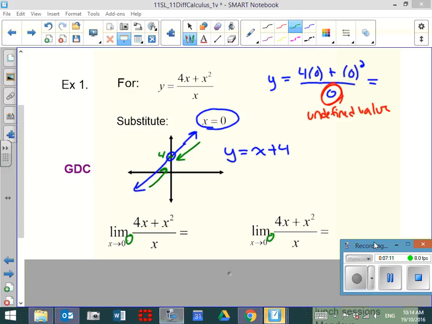Therefore, I can still say that the limit of this function as x approaches 0 is going to be 4 from the right and from the left, just because I get so close to that value that I can say that's what it's going to approach from both directions. So this is an example where you don't actually have a corresponding y value for this function, but because we get really close to it from both directions, we can go ahead and say we're going to approach 4.